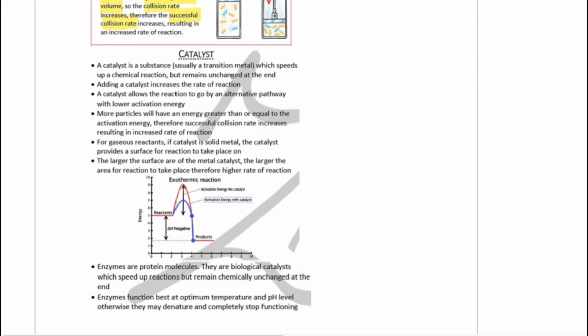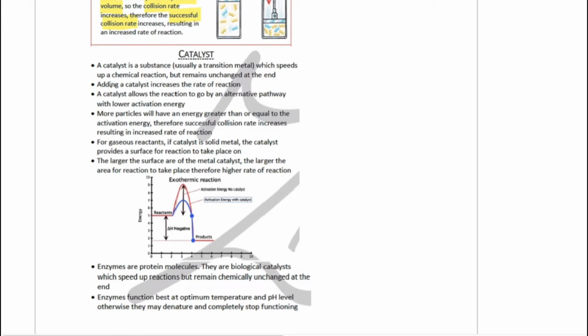Okay, remain unchanged chemically. But physically, it may change, you know. Initially, the catalyst may be a big piece of iron. So after reaction, maybe it becomes powdered form. Physically changed. But chemically, no. Iron, at the end, still iron.